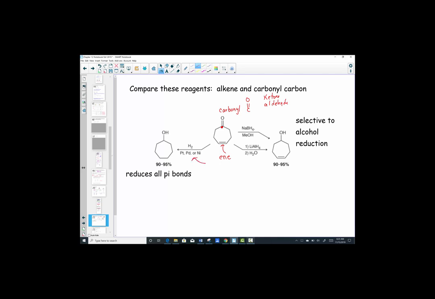If we were to add molecular hydrogen over a metal catalyst, doesn't matter which, platinum, palladium, nickel, just the presence of a metal catalyst, it's indiscriminate reduction. All pi bonds are reduced. So that means that molecular hydrogen is very efficient at going from ene to ane. And it's also very efficient at turning ketones into alcohols. All pi bonds are then saturated with hydrogen, very indiscriminate reduction.